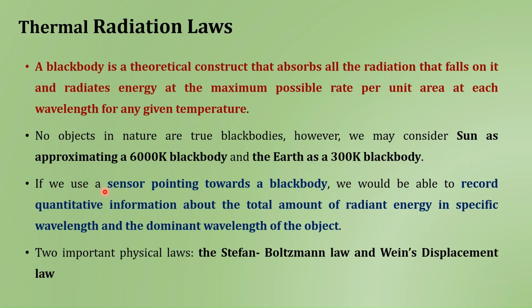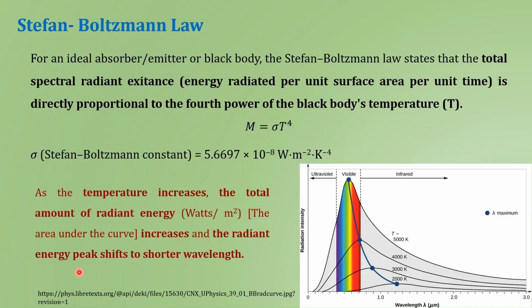Suppose we use a sensor pointing towards a black body, we would be able to record quantitative information about the total amount of radiant energy in the specific wavelength as well as the dominant wavelength of the object. Theoretically, these two pieces of information can be determined by two laws, the Stefan-Boltzmann law and Wien's displacement law. So let us see these laws.